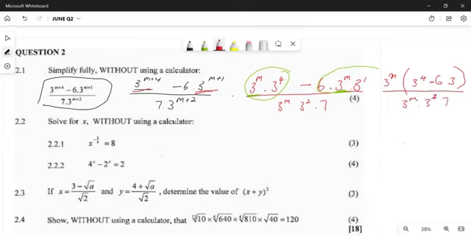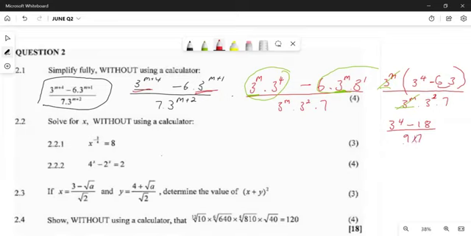So using the laws of exponents, the 3 to the power of m on top and the 3 to the power of m at the bottom are going to divide each other out. So what do we do next? It's going to be 3 to the power of 4 minus 6 multiplied by 3, which is 18, all over 3 to the power of 2, which is 9, multiplied by 7.